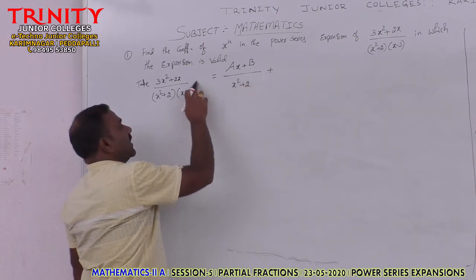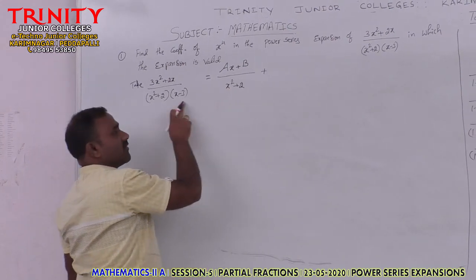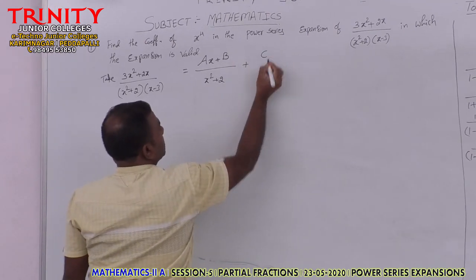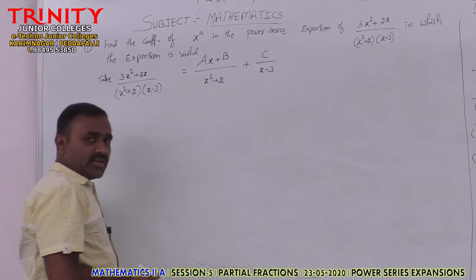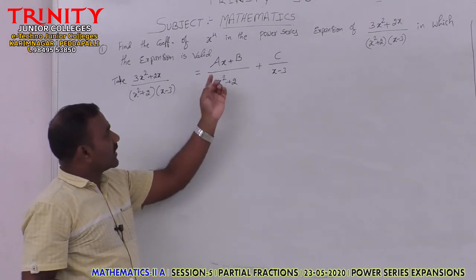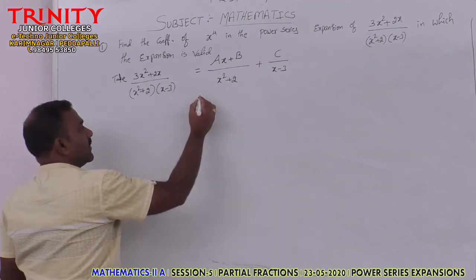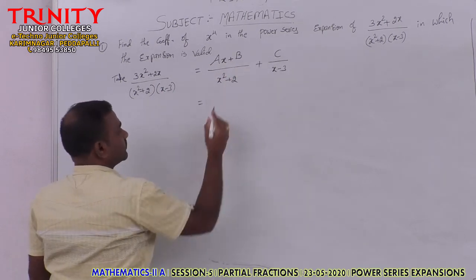Now this is a linear non-repeated factor. Whenever g of x contains a linear non-repeated factor, then we can express it as a constant by the factor. A constant by the factor. Now we have to calculate the values of a, b and c. By taking the LCM and going for substitutions, we will get the values of a, b, c.